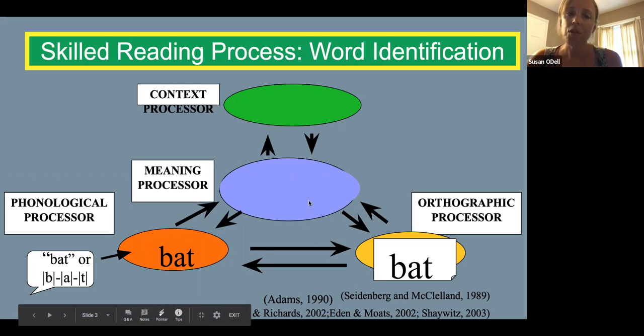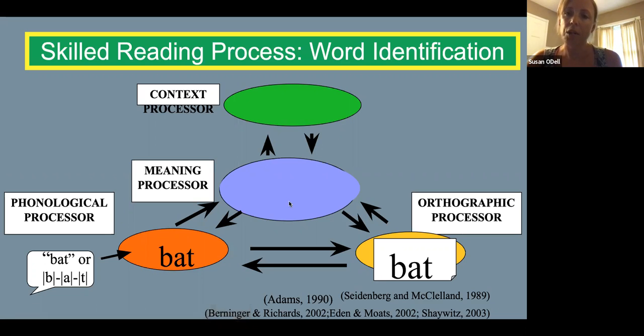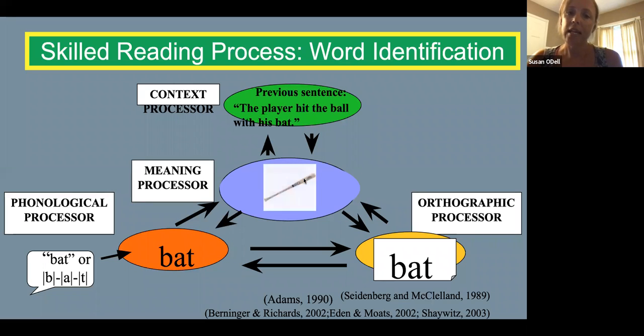Then a multitude of meanings are retrieved for this word. So bat might be bat to your eyelashes, it might be the animal, the bat, or it might be a baseball bat. All of these meanings are called upon within the brain. Then we use context to determine which meaning makes the most sense in the sentence. So in this case, the player hit the ball with his bat. The meaning is confirmed that it is indeed a baseball bat.